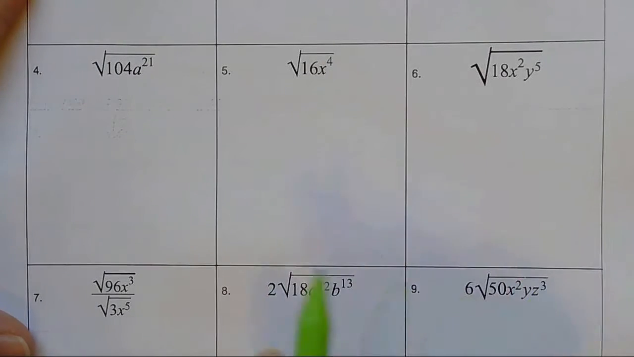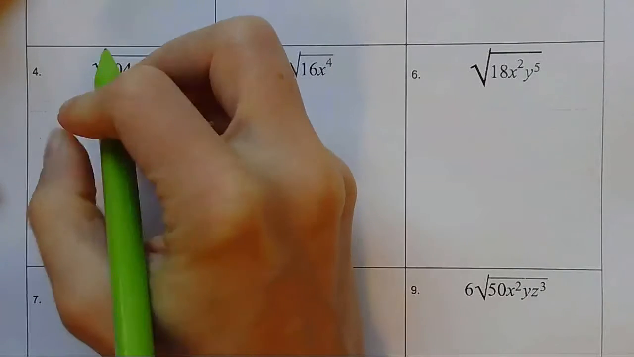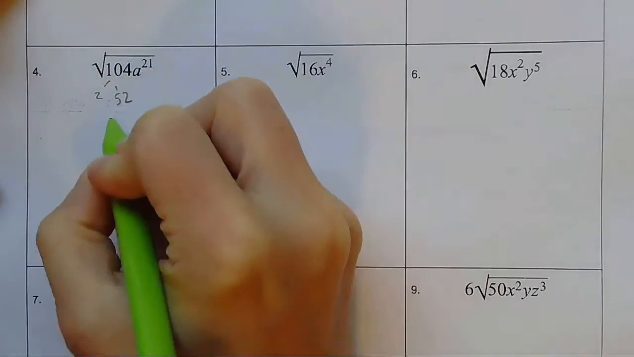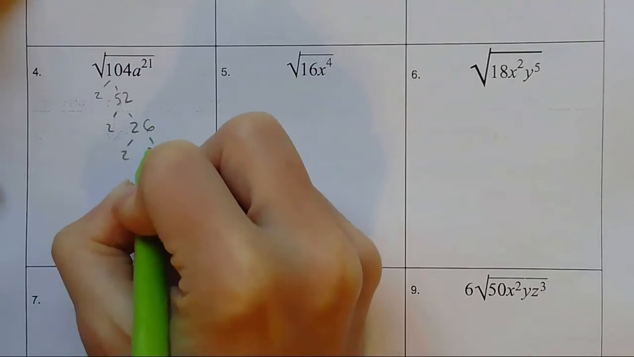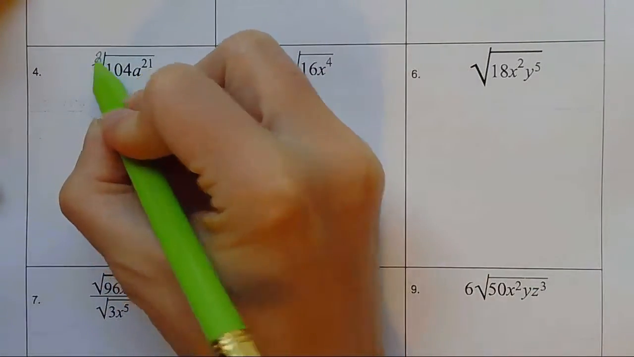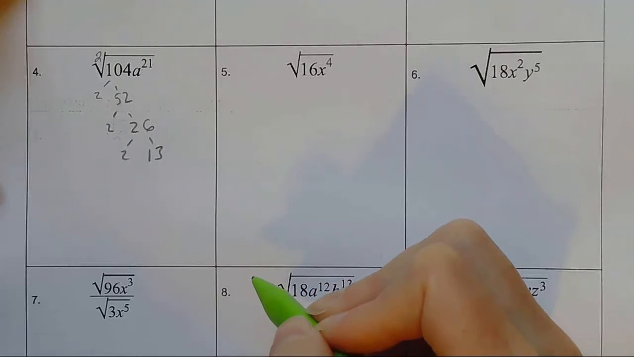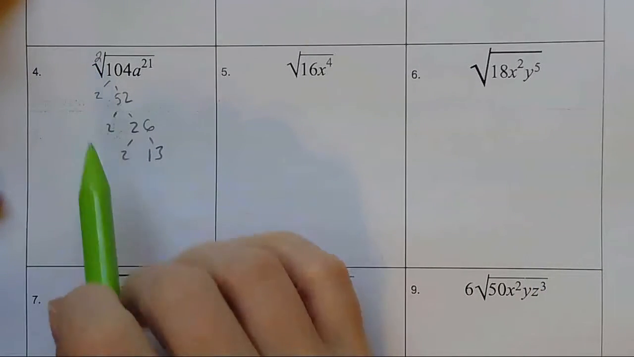Okay, I definitely am not going to write out 21 a's there. So 104, I know that half of 104 is 52. I know half of 52 is 26. I know half of 26 is 13. So looking for groups of size, again, just 2. And we are going to do cube root and fourth root and fifth root and all that jazz. So you do need to pay attention to the index every single time.